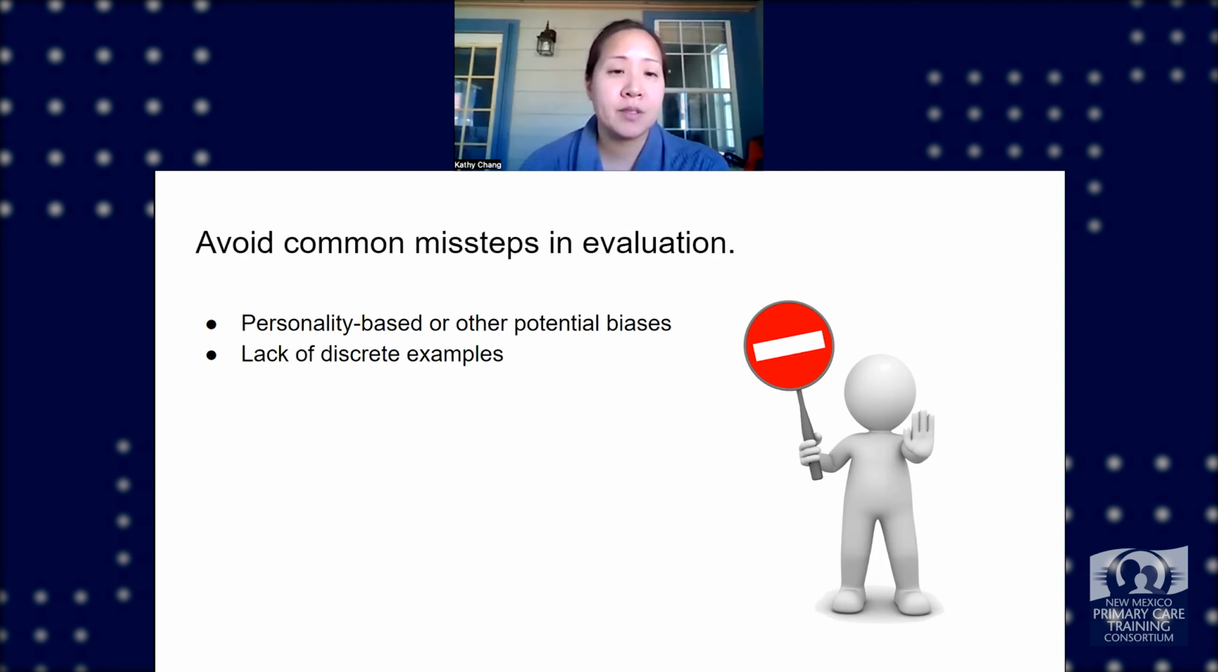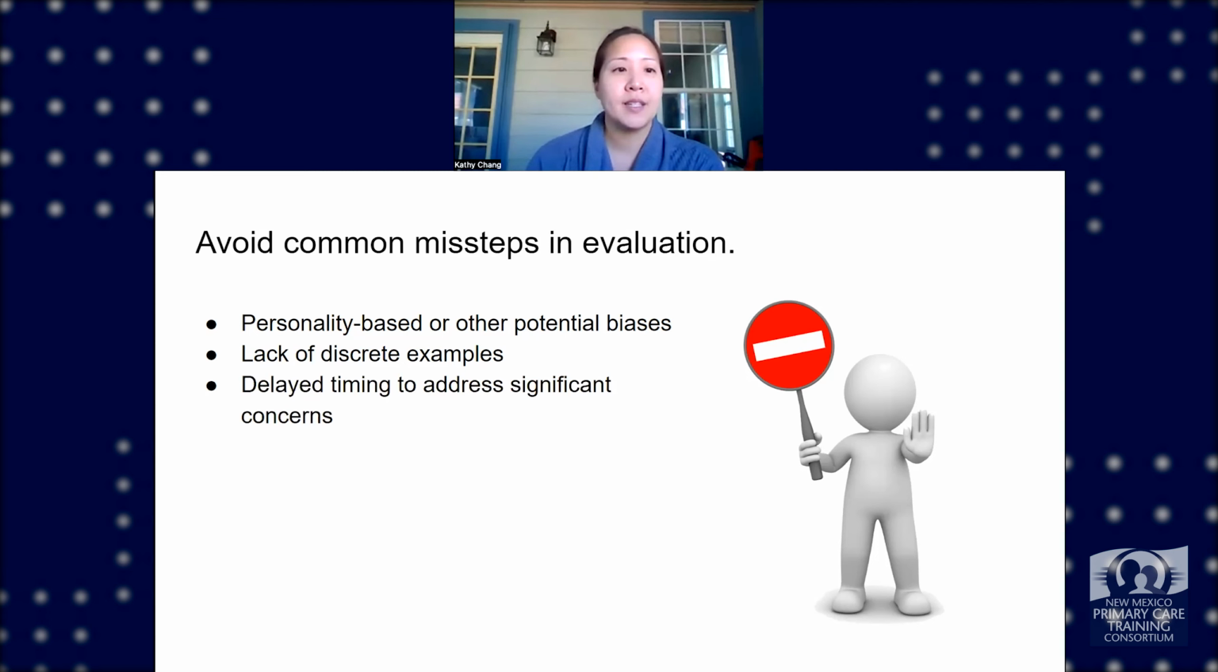Lacking discrete examples. This will come up when the resident says, I don't know what you're talking about, right? Or, I disagree with what you're saying is your assessment of my work and my performance, right? Or we don't know how to help them more. If it's been too long and it's a significant concern, it's better done closer to the time so that the resident has the chance to learn, right? It's fresh on our minds why it was important, but also we're concerned about patient care and delivering the best patient care.